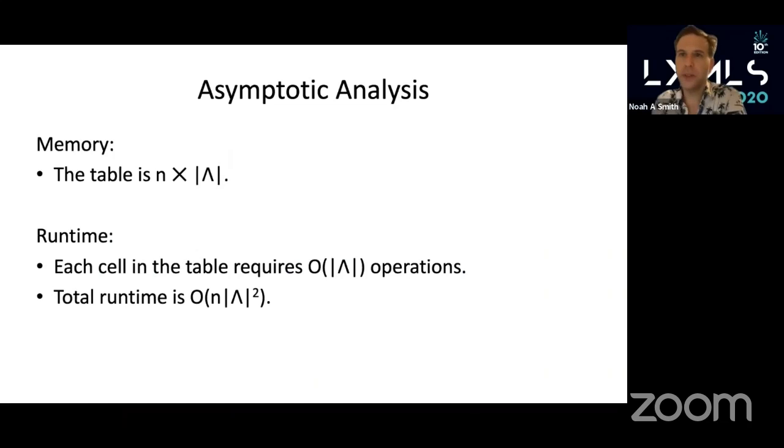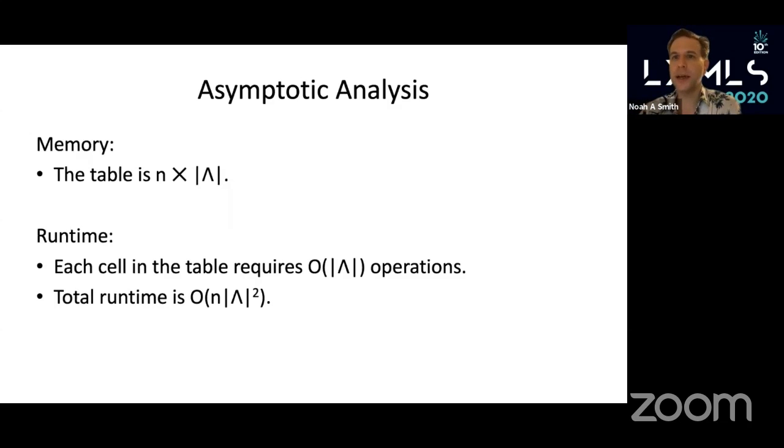Finally, I want to close this part by quickly analyzing the asymptotics of the algorithm. The main thing you're storing, apart from the HMM itself, when you run the Viterbi algorithm, is the table. The table had n columns, one for each word, and one row for each state or label. So the total memory requirement is n times the size of lambda.